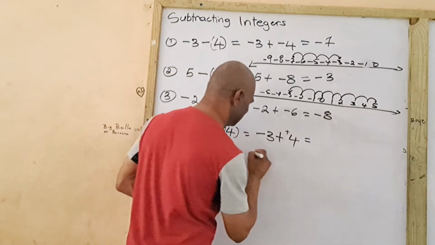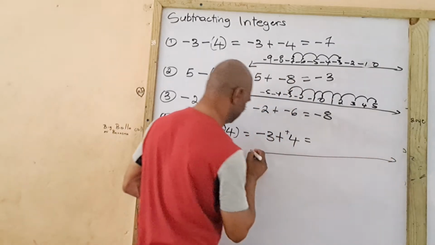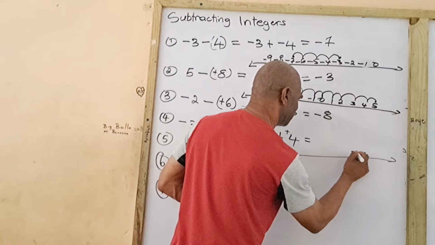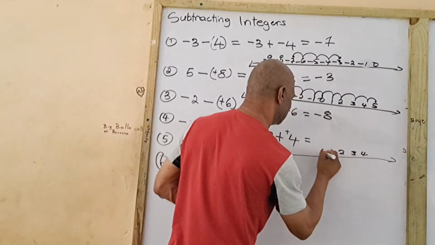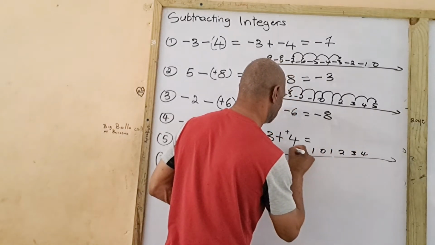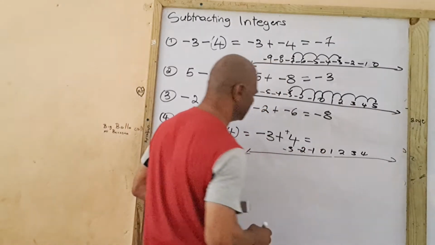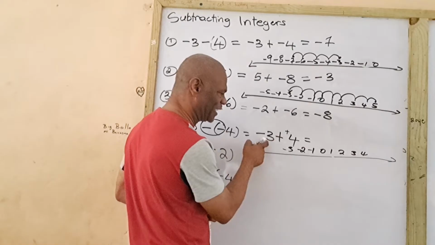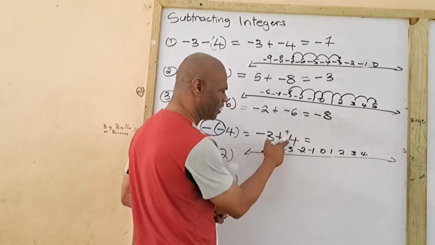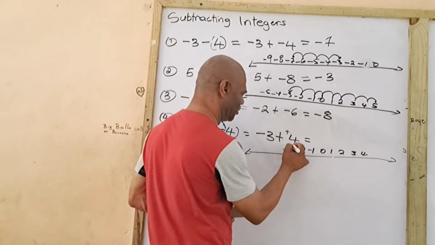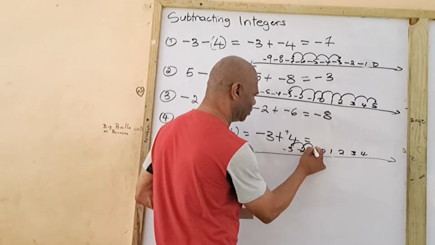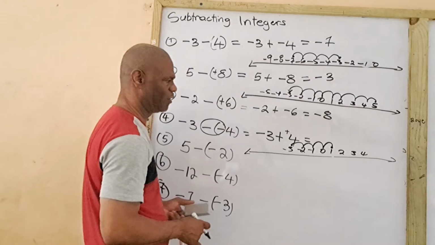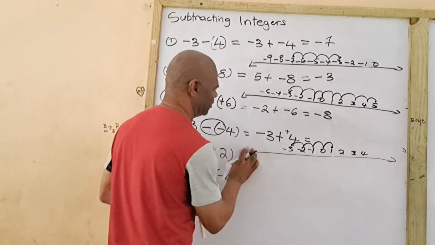Let's put it on the number line. So we have 4, 3, 2, 1, 0, 1, 2, 3, negative, negative, negative. So we have negative 3, sorry, and we are moving 4 places to the right. So 1, 2, 3, 4. So that will give us positive 1. Right? So that's positive 1.